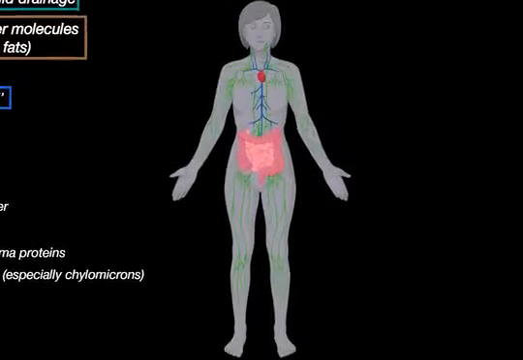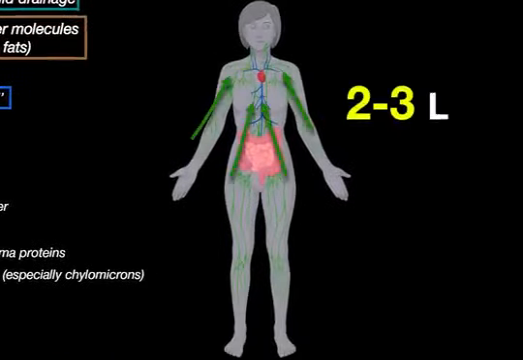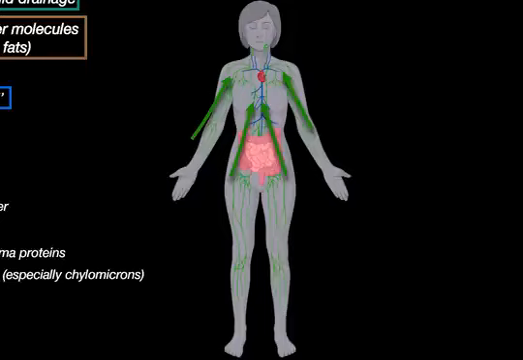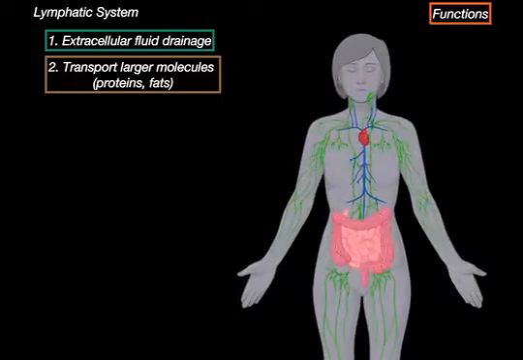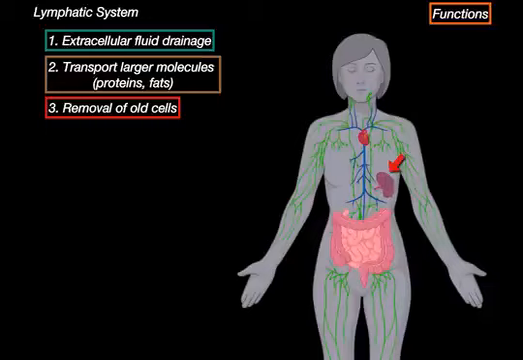On average, the body returns about 2 to 3 liters of lymph to the bloodstream each day. All of this lymph eventually flows towards the heart and enters the large veins at the root of the neck, bringing the recovered fluid back into the circulation. Another important function of the lymphatic system is removal of old or damaged cells. A key organ to this is the spleen, which filters the blood and removes aged or abnormal red blood cells.